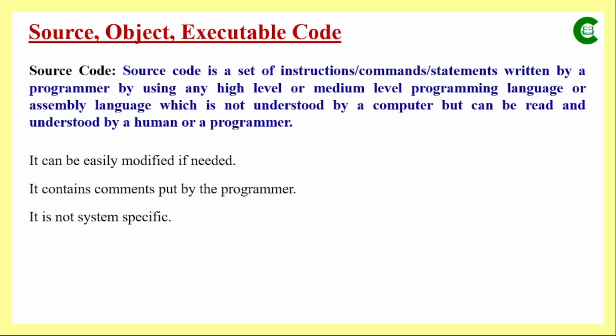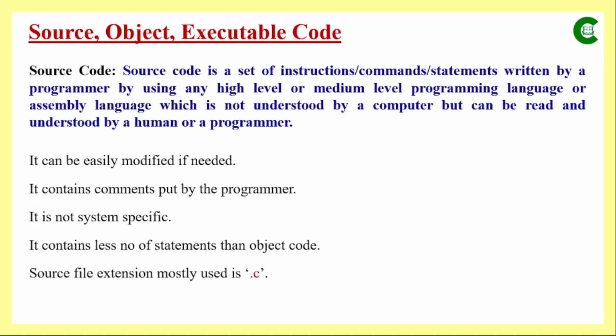Source code is not system specific. So if we have written a program in one system and we take that source code file and execute it in another system, it will run successfully. It's not that we have to execute the program only on the system where we wrote it, otherwise it will not be executable. No. It also contains fewer statements than object code. I will talk about object code a little later.